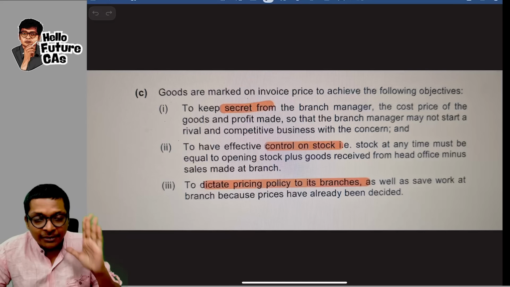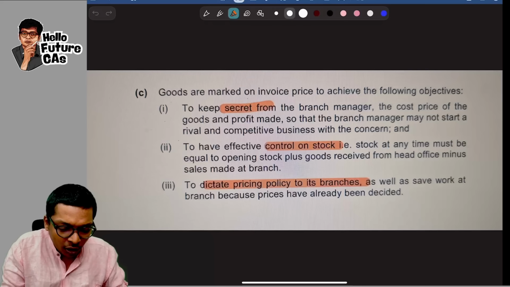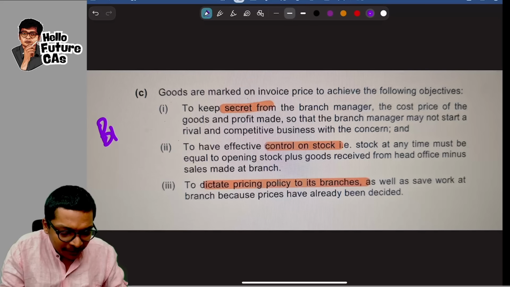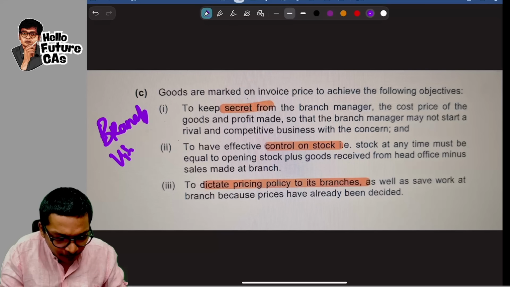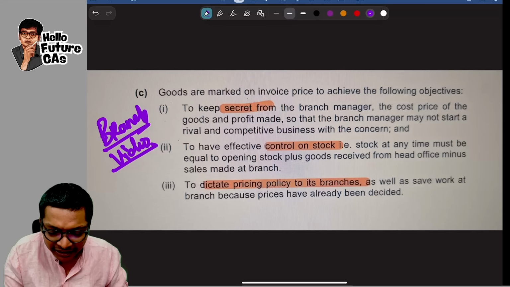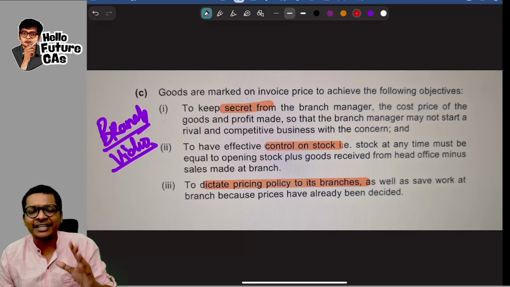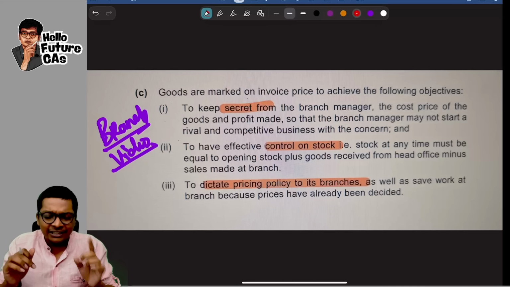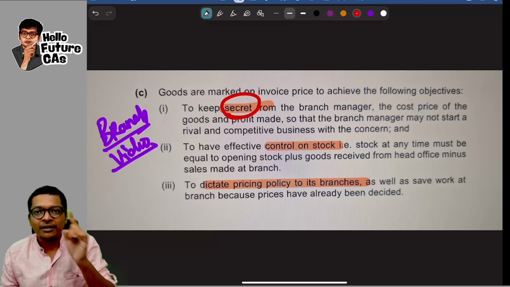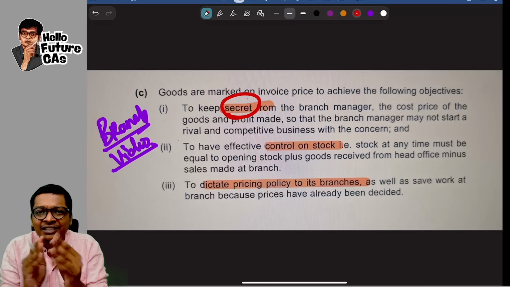If you have the time, go and watch that branch video which I have put, guys, if at all you want to study branch as per your schedule. Otherwise, learn this theory. When head office is sending goods to branch, first thing is they want to keep it secretive from the branch manager, to not let them know the cost and selling price.